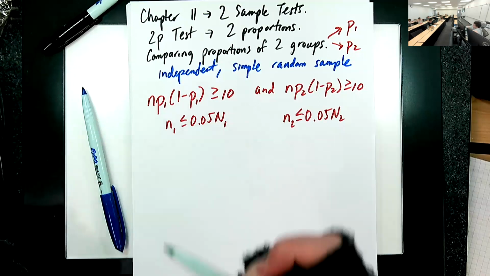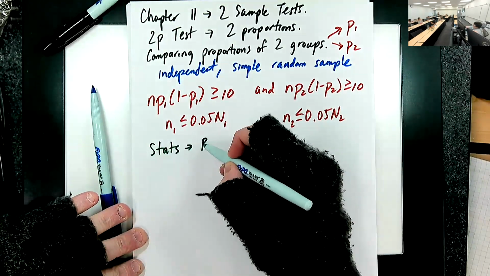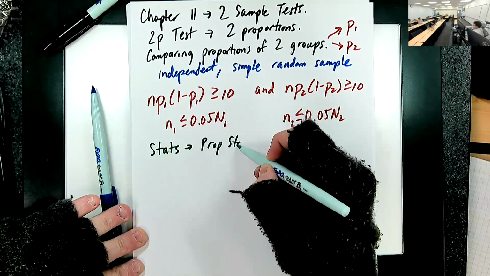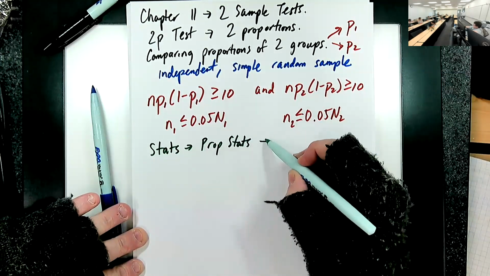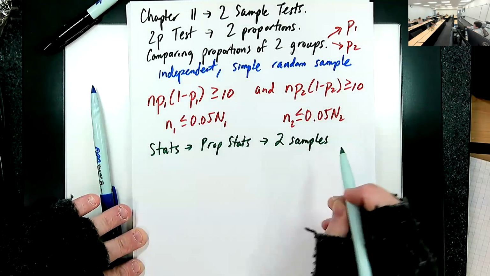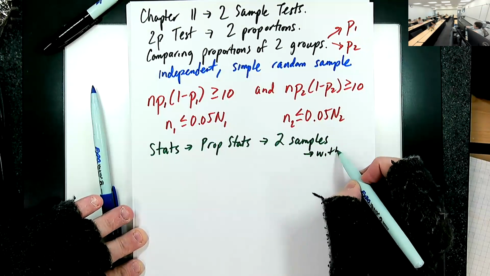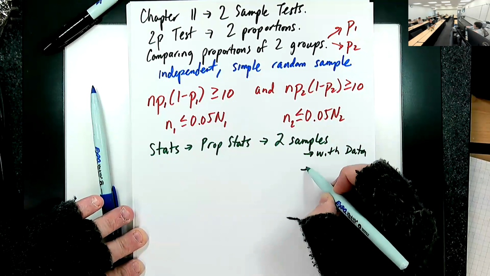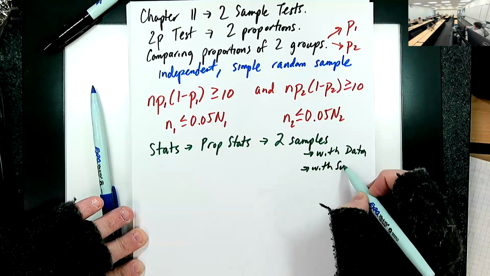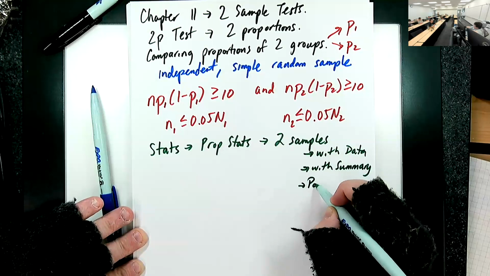We're still doing this in StatCrunch. We're still going for proportions. We're going to Stats, Proportion Stats. But now we've got two samples, so we're going to say two samples. We still have the option of with data, with summary. You know, the power sample size.